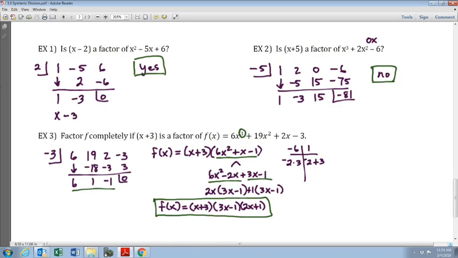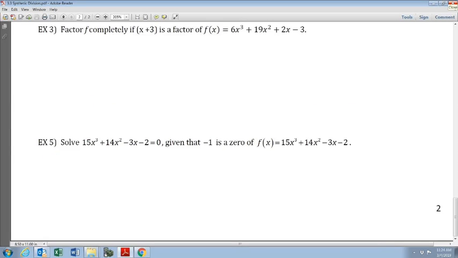Now I could have asked the question a little differently here. This is our answer here. We were asked to factor this completely. We could have been asked to find the zeros of the function. If that were the case, we would have set each of our factors equal to 0, and that would give us the zeros. But in this problem, we're done. Let's move on to number 4.